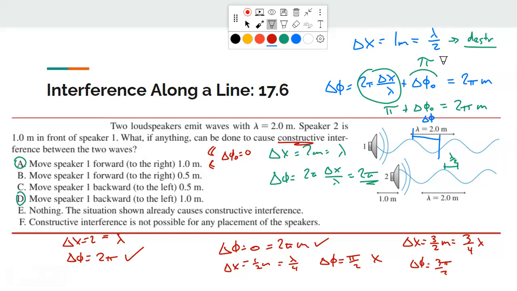So initially, they tell us that there's a 1 meter separation. So this is delta x. And they tell us the wavelength is 2 meters. So you could see a 1 meter separation would just be lambda over 2, since lambda is 2 meters, 2 over 2 is 1.